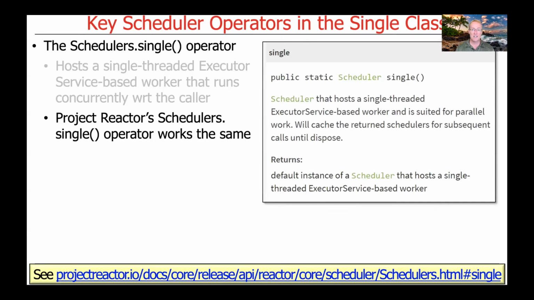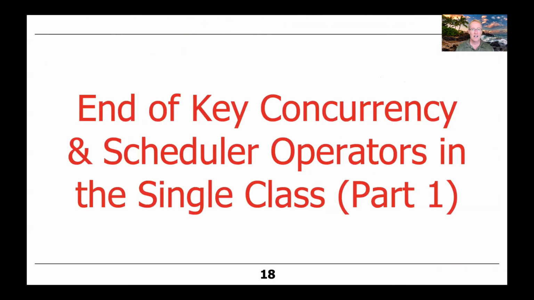Project Reactor has a schedulers class that also has a single operator that works the same way that the one from RxJava does. So this is the end of our overview of key concurrency and scheduler operators related to the single class. We'll talk more about other operators later when we get further on in our single lessons.